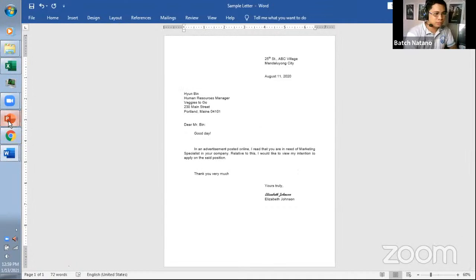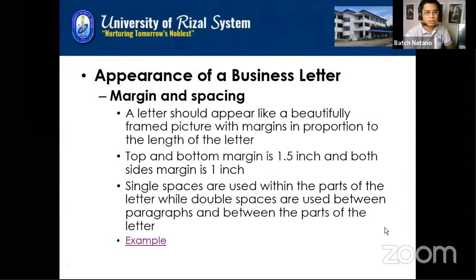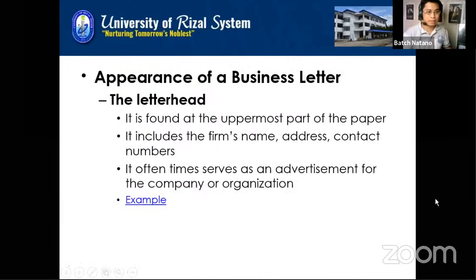So let's go back to the slide. Again, that is for the margin and spacing. Next we have the letterhead. It is found at the uppermost part of the letter. It includes the firm's name, the name of the company, the address, and the contact numbers. It oftentimes serves as an advertisement for the company or organization.